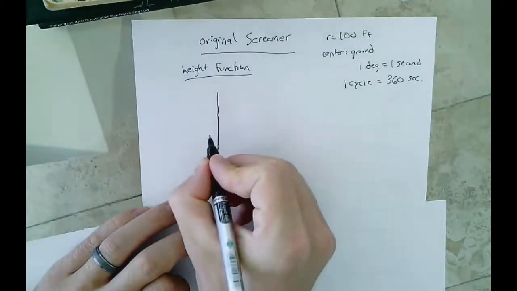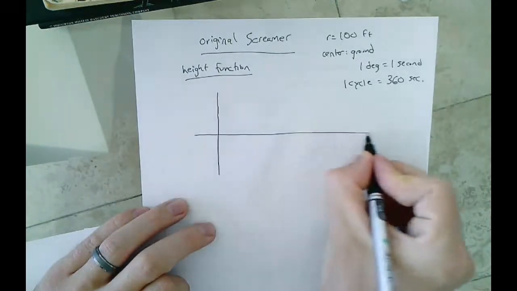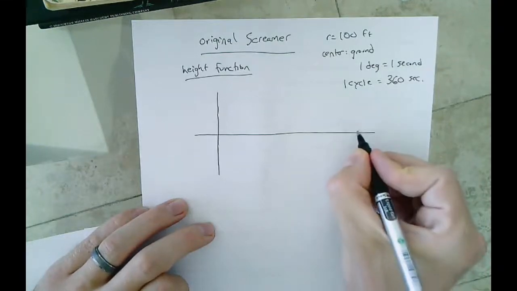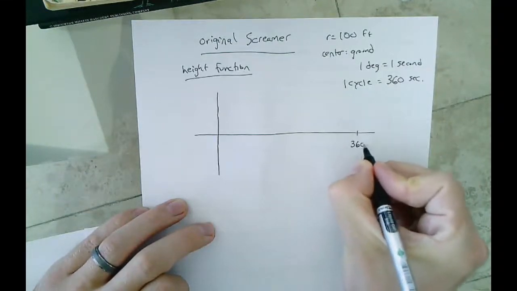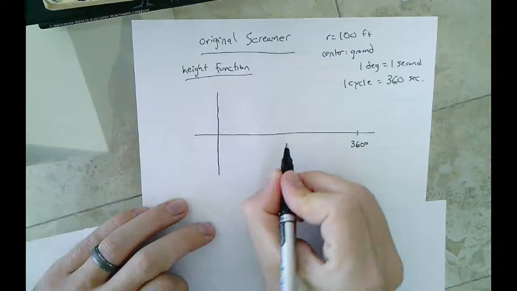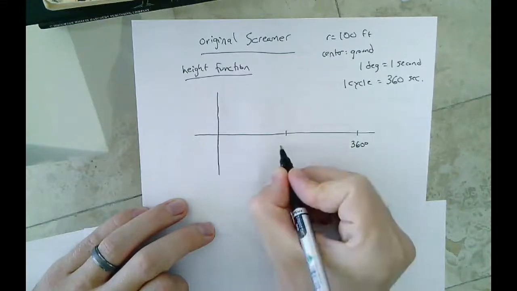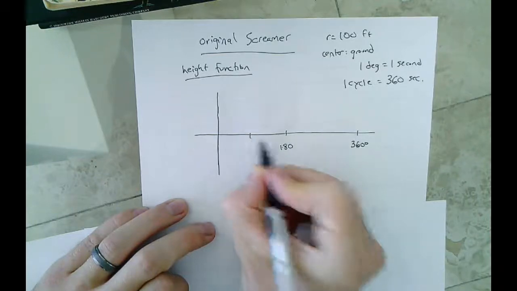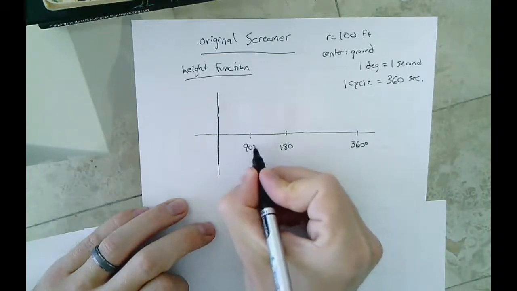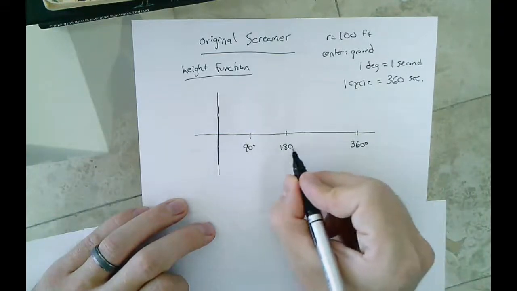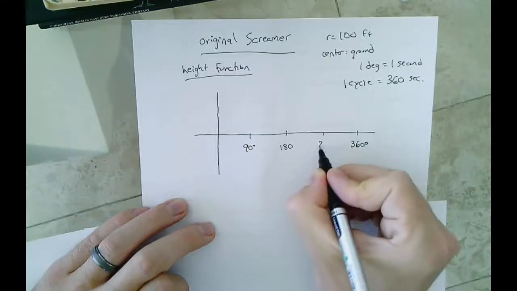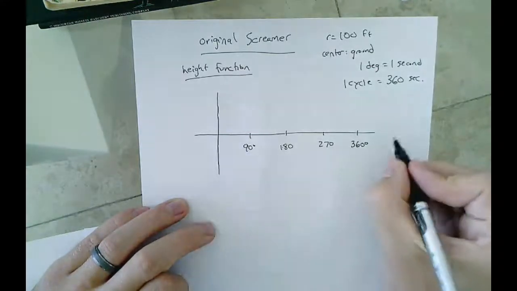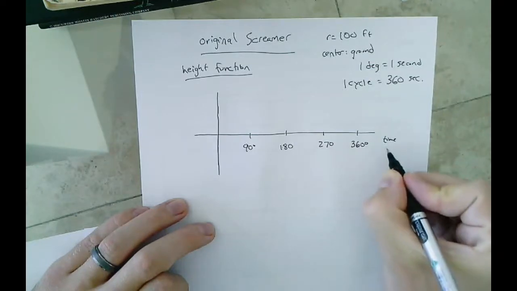So I'm gonna draw my y-axis, I'm gonna draw my x-axis right here. I know that 360 is my cycle, so I'm gonna mark 360 somewhere down here. I know that halfway in between the beginning and 360 is 180. I know that half of that, or 1/4 of the whole thing, is going to be 90. And halfway in between 180 and 360 is 270 seconds. That's right. I said degrees, but this x-axis is in time, in seconds.